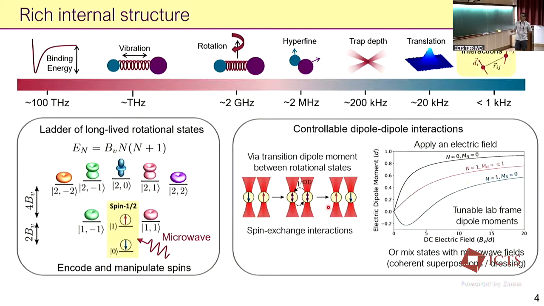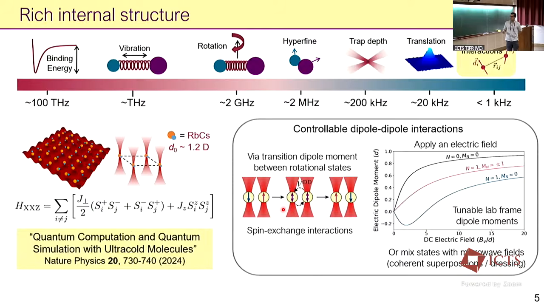The simplest way is to apply an electric field that mixes opposite parity states and produces a lab frame dipole moment, a static dipole, which is proportional to the size of the electric field. Also, we naturally get spin exchange interactions. So if you prepare a molecule in this down and up state and they are next to one another, they can exchange this excitation through the dipolar coupling. So the natural ingredient is spin exchange.